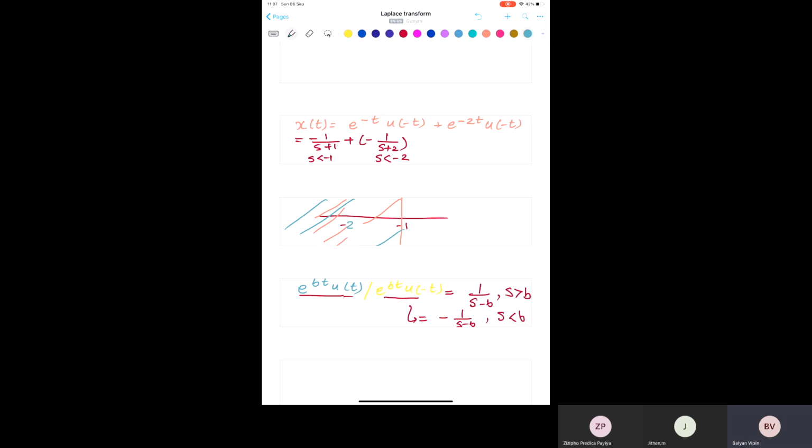The common region of convergence is s less than minus 2. So your answer is minus 1 upon s plus 1 minus 1 upon s plus 2, and the region of convergence is s less than minus 2. Any query on that?